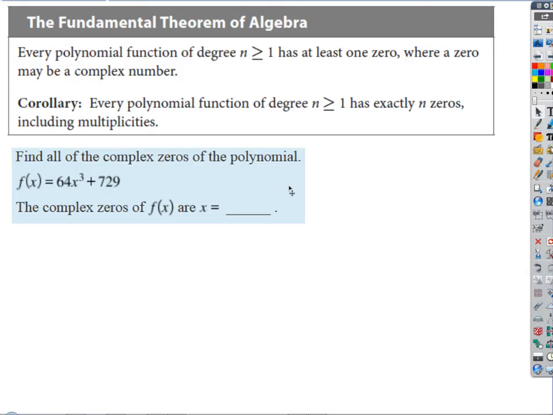The way the corollary is stated here is really much more useful than the way they state the theorem. The theorem actually just says if its degree is greater than or equal to 1, then it has at least one zero, where the zero could be a complex number. But that's not very useful. The corollary is much more useful because you can actually count the number. You can actually predict the number of zeros, complex zeros that a function will have, or that a polynomial will have.